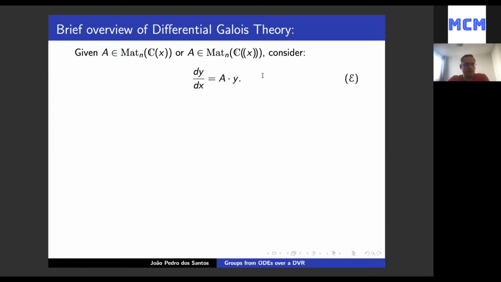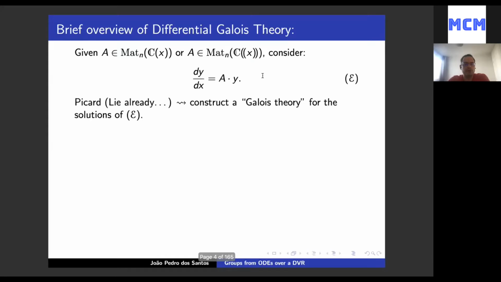Okay. So the success of Galois theory made people think, well, maybe we should think about studying also Galois theory for solutions of differential equations. So instead of just algebraic equations. This was the idea that was in the air already by Lie himself. Okay, and it was taken up by Picard, who constructed this Galois theory for the solutions of ODEs.